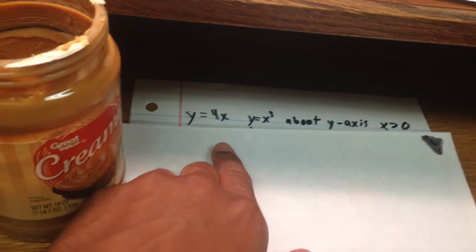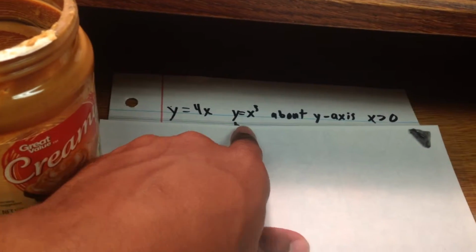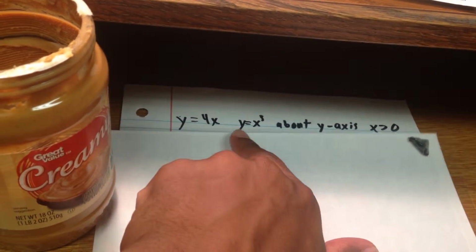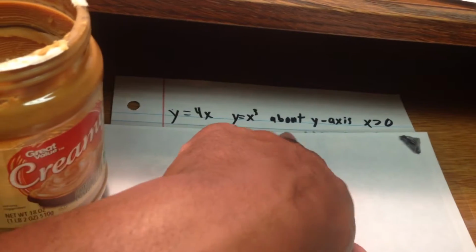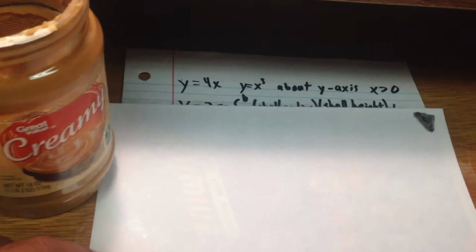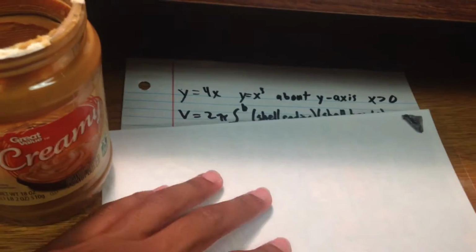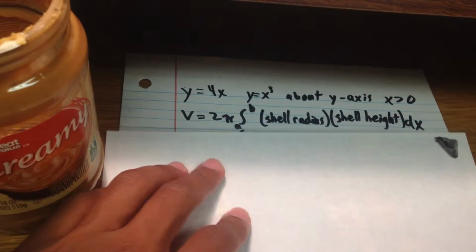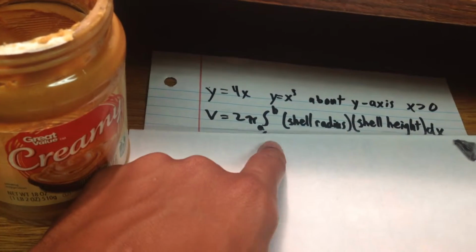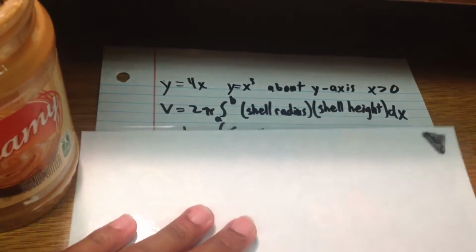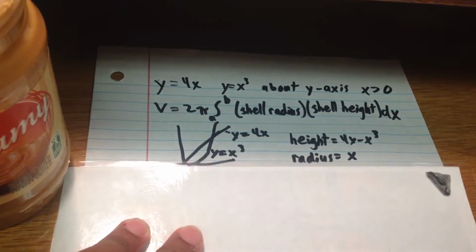So we have the equations y equals 4x and y equals x cubed, and we're going to rotate those two. We're going to find the area under those two equations and rotate that about the y-axis for values where x is above 0, and we're going to find the volume when we rotate that area. The equation for volume is 2 pi integral from a to b of shell radius times shell height dx, if you're using the shell method, which we're going to be using in this video.